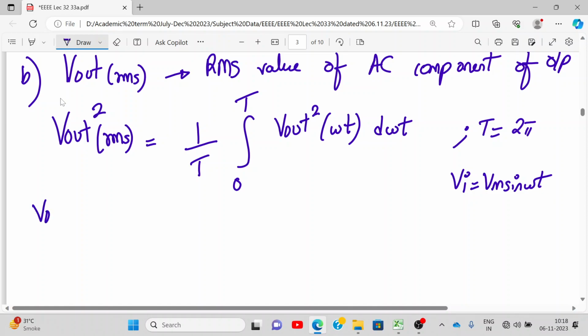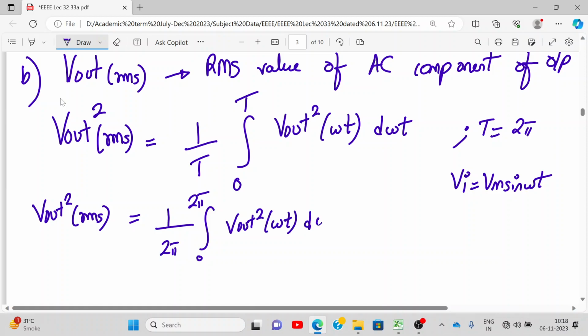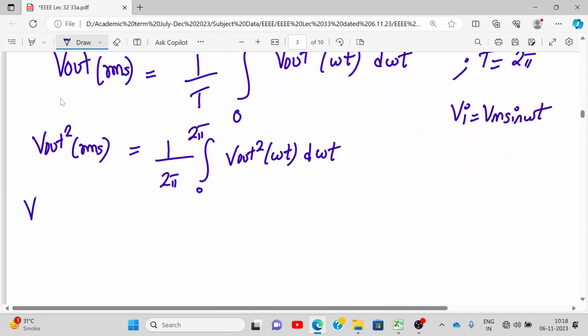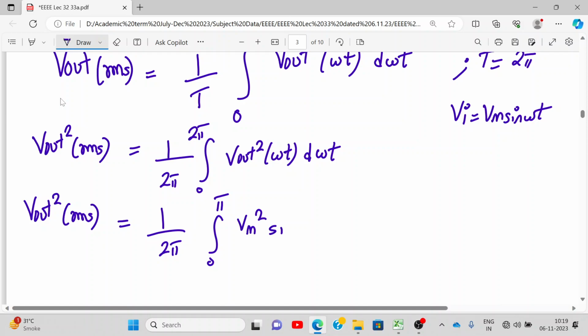Okay, so let's find it out. V out square RMS is 1 upon 2 pi. I'm directly writing 0 to pi. Are you understanding? From 0 to pi, V out is Vm, and from pi to 2 pi, it's 0. So let me write it fully first. We can write it formally as 1 upon 2 pi integral 0 to pi Vm square sine square omega t d omega t.